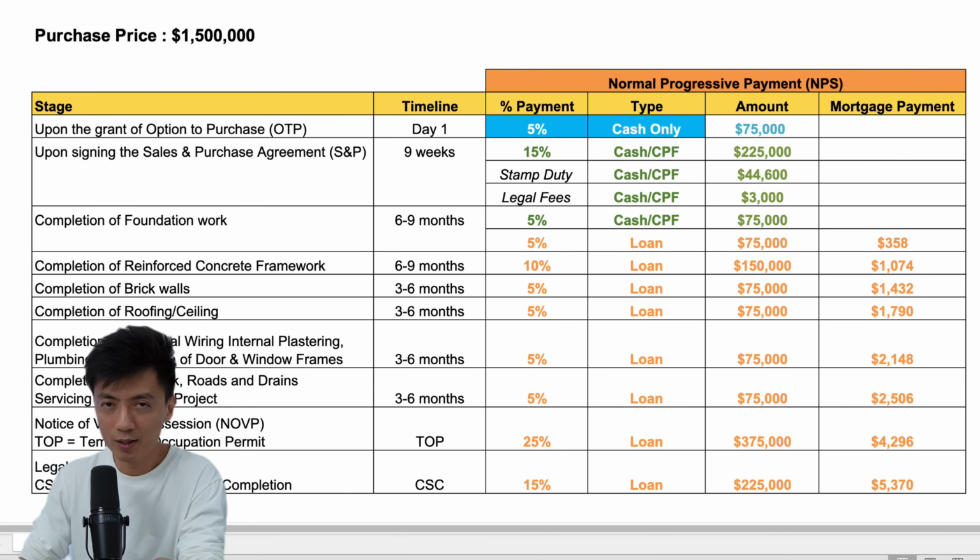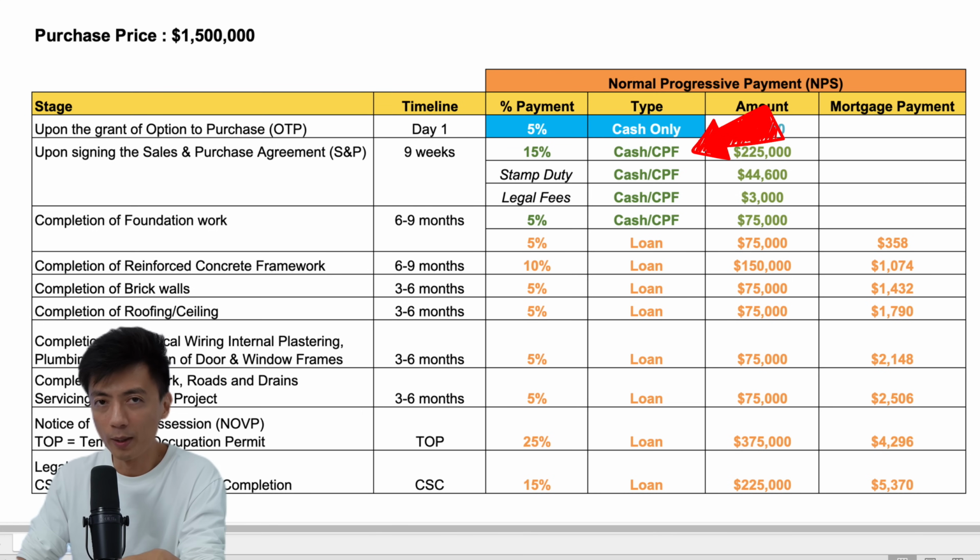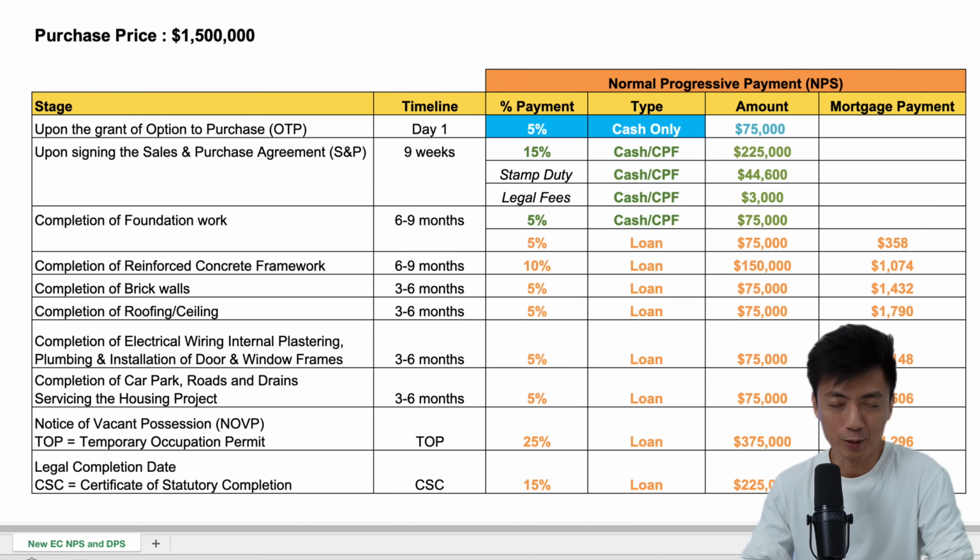I'm going to put the financial figures for James and Wendy aside and assume that for a purchase price of $1.5 million, this particular set of buyers were able to take the maximum 75% loan, and this is what their progressive payment schedule will look like. So the sequence of payment will always be cash followed by CPF followed by loan. The progressive payment schedule works in such a way that each tranche of payment that is being called is in conjunction with the completion of the project depending on which stage it's at.